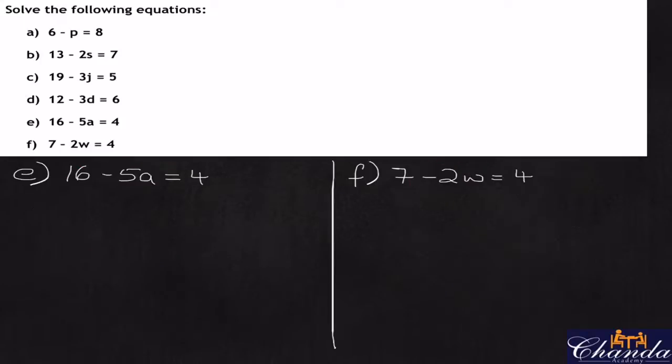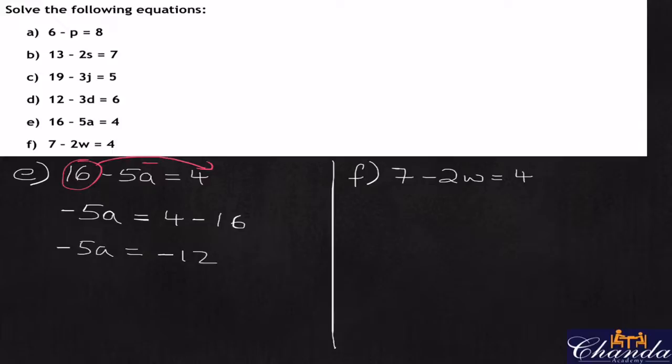All right, so let's have a look at part E. So we have 16 minus 5a is equal to 4. So the very first step is to take the 16 over to the other side, make it into a minus. So that turns it into negative 5a is equal to 4 minus 16. So that makes it negative 5a is equal to negative 12.